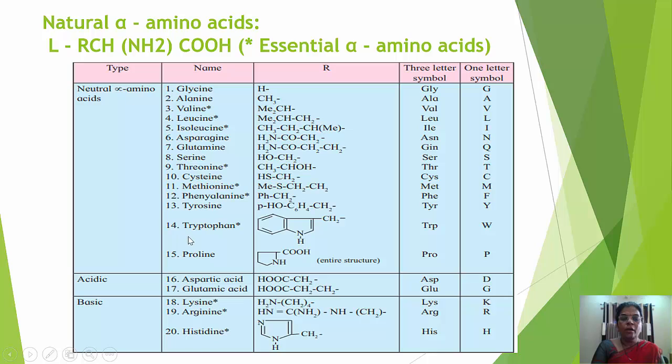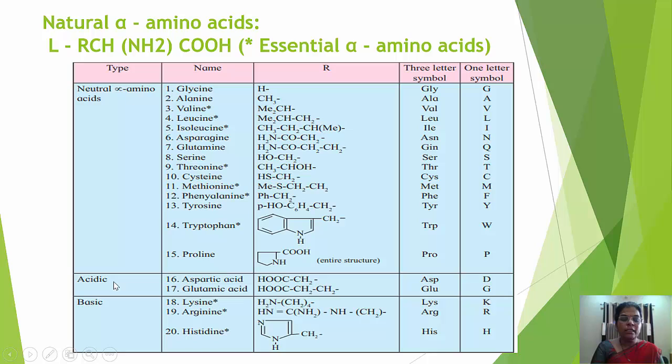Then number 14, tryptophan. It is an essential alpha amino acid. This is the structure of the alkyl group present in tryptophan, and the 3-letter symbol is TRP and the 1-letter symbol is W. Then number 15, proline. This is the alkyl group present in proline. This is the entire structure of proline, which possesses a COOH group and an NH group. That is, it is the entire structure of the alpha amino acid, and the 3-letter symbol to represent proline is PRO and the 1-letter symbol is P. Now all these 1 to 15 alpha amino acids are neutral alpha amino acids.